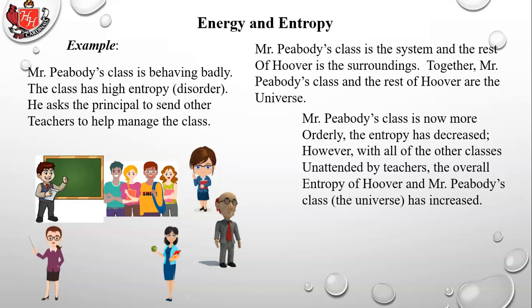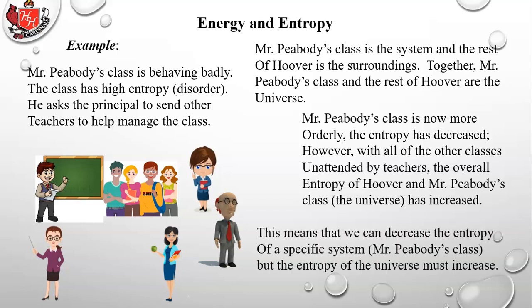Mr. Peabody's class is now more orderly. The entropy has decreased. However, with all of the other classes unattended by teachers, the overall entropy of Hoover and Mr. Peabody's class, the universe, has increased. This means that we can decrease the entropy of a specific system, Mr. Peabody's class, but the entropy of the universe must increase.